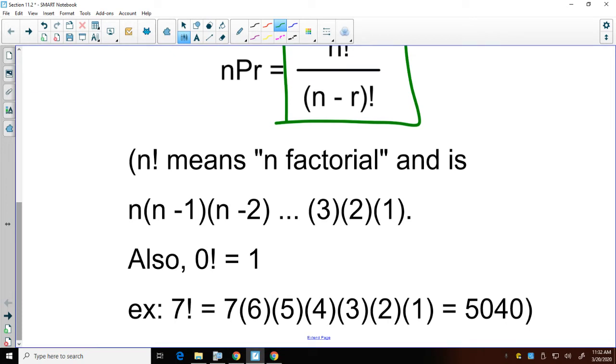And then right down here, I just gave you an example. Factorial just means you're going to start at the number given and multiply all the way down to 1. So if I had 7 factorial, it would look like this: 7 times 6 times 5 times 4 times 3 times 2 times 1. And in the end, you get 5,040. Factorials get big really, really quickly, because you're just starting at the number and multiplying all the way down.